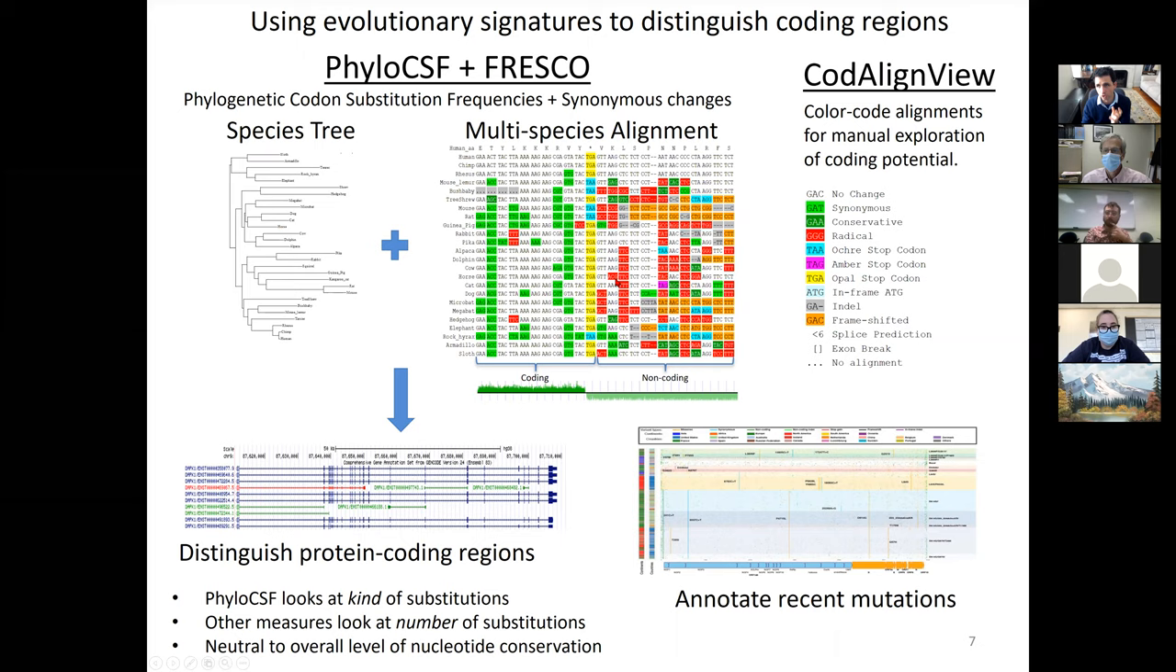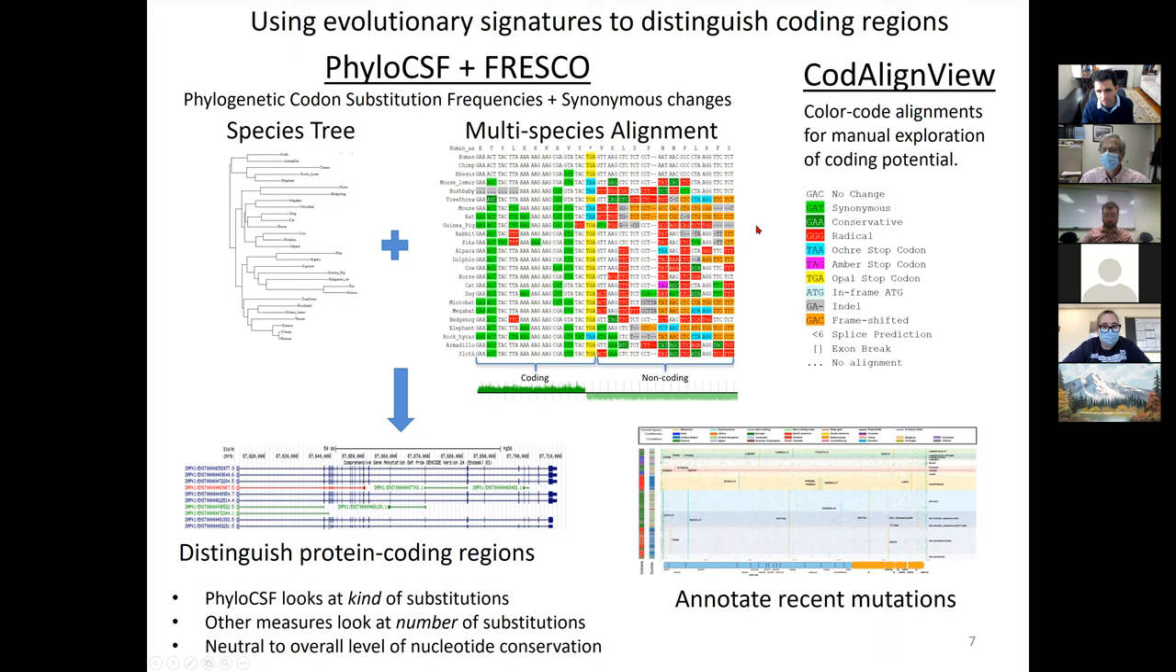And that's the key insight, the fact that we are studying not the conservation level of a region. We are studying specifically the mutations in this region to see not how fast it's evolving, but the pattern in which it's evolving. And the reason for that is that protein coding regions evolve in very specific ways that are very distinct from the ways that non-coding regions evolve.